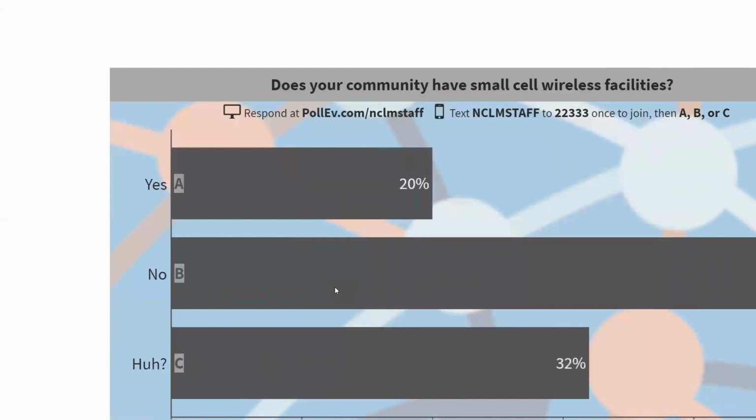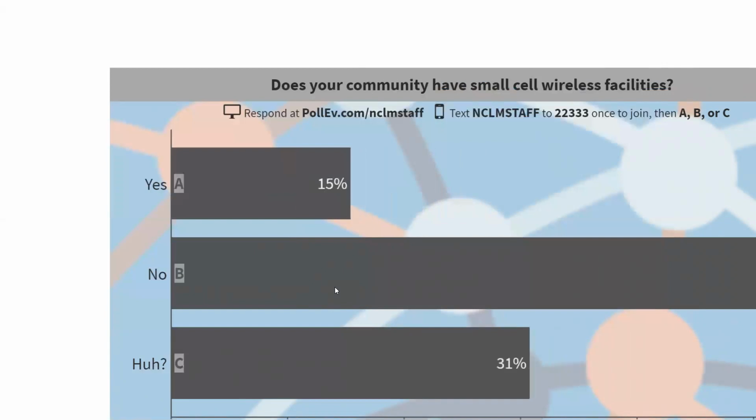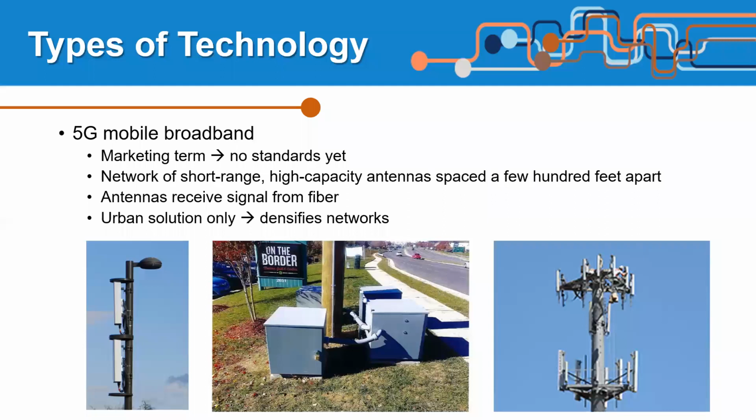So you can see the trends going here, folks, and it looks like, by and large, the communities that the participants today are from either don't have small cell wireless facilities, or we're still a little unclear about what I'm talking about. So let's go to the next slide and figure this out.